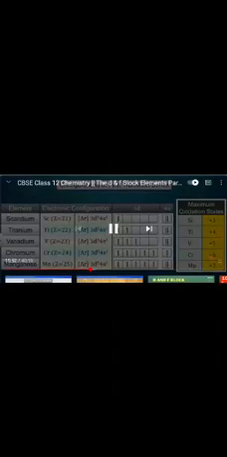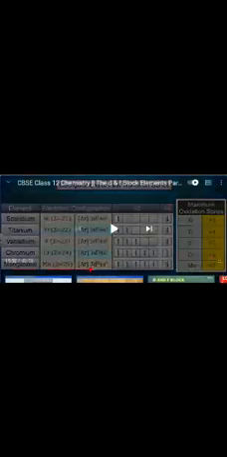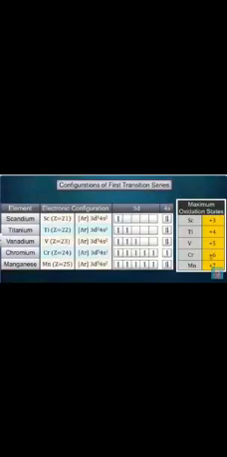So the minimum oxidation state of copper is +1, because the electronic configuration of copper is 3d10 4s1. So if you remove one electron from 4s, you can get a +1 oxidation state. In scandium, see, 3d1 4s2, so it is +3 oxidation state. Titanium, you can remove 2 electrons from the 4s orbital, and you can remove 2 electrons from 3d, so it can exhibit +4 oxidation state.